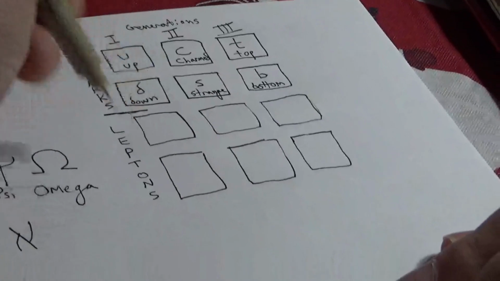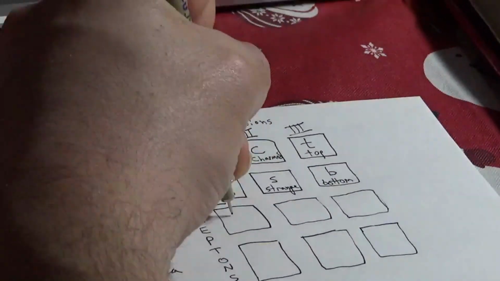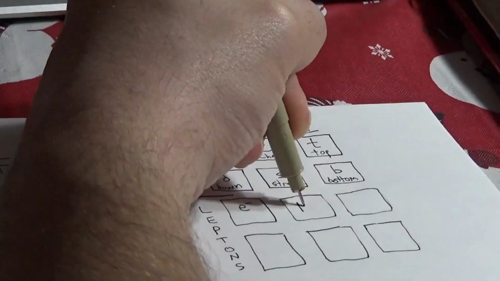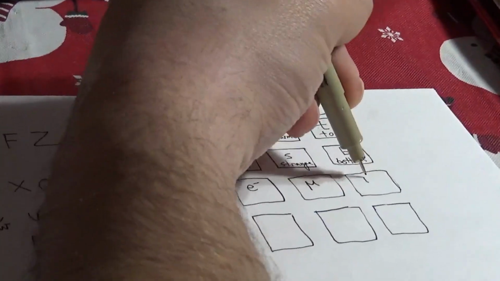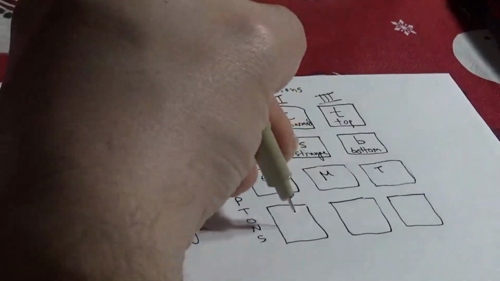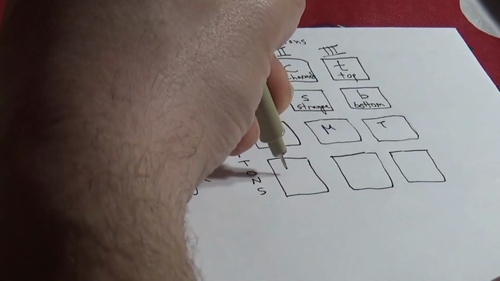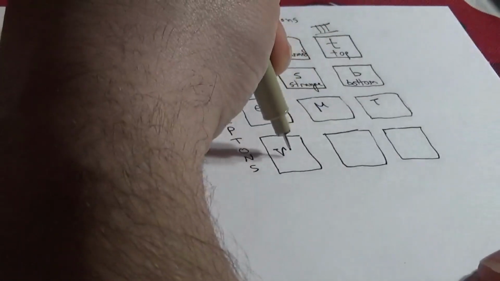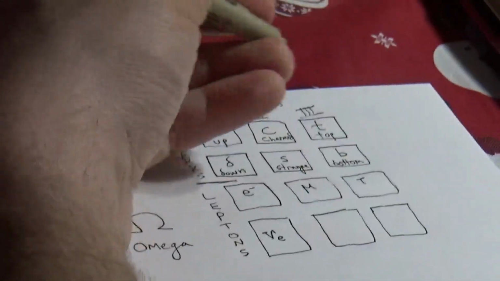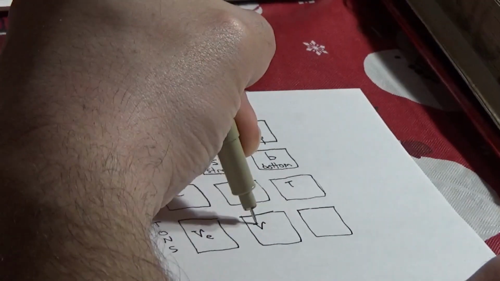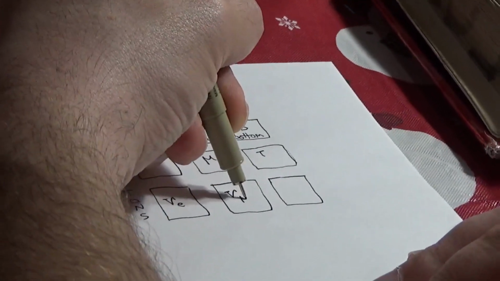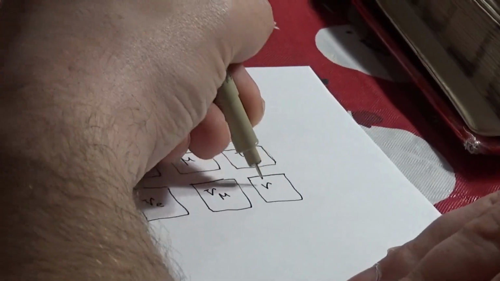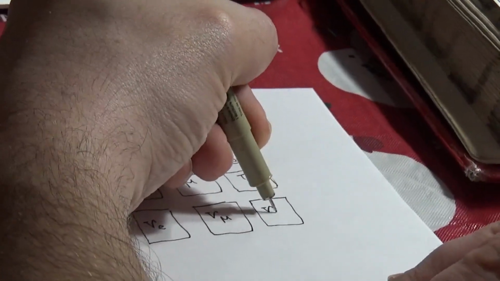Okay. These are the leptons now. So first we have the electron. And then we have the mu. Then we have the tau. And then we have the neutrinos. So first we have the first neutrino, which is the electron neutrino. I'll draw the second neutrino, which is the mu, and then lastly the third neutrino, which is the tau.